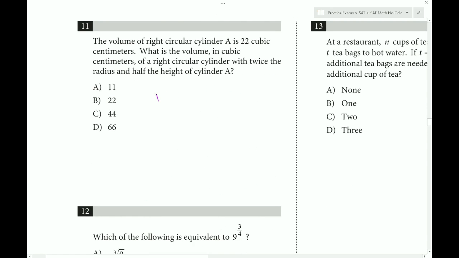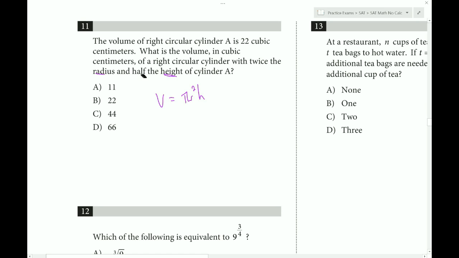The volume of a right circular cylinder, which we know the formula for, is 22 cubic centimeters. So we can plug that in for V. What is the volume in cubic centimeters of a right circular cylinder with twice the radius and half the height? So really, this is a proportionality question. We want to know the proportionality with regards to the radius and the height.